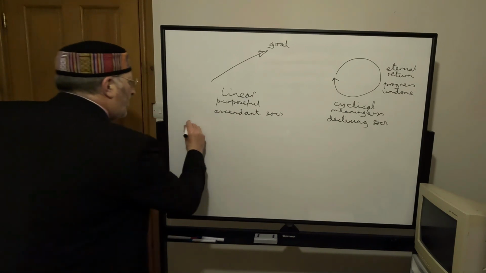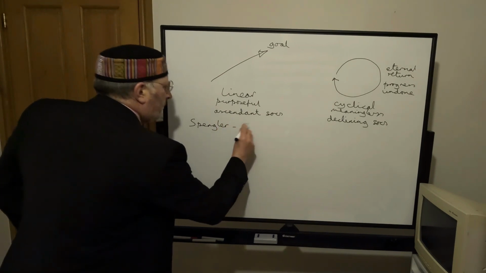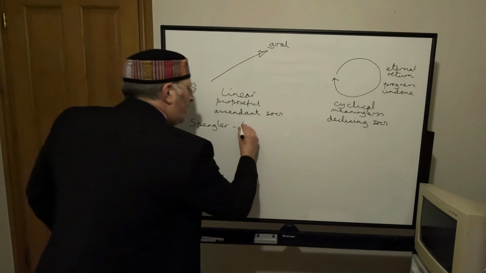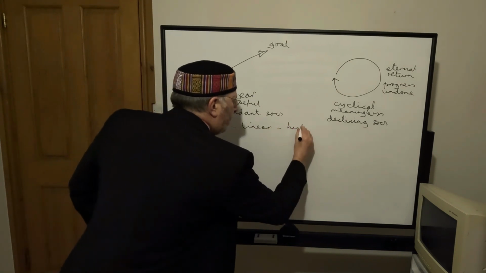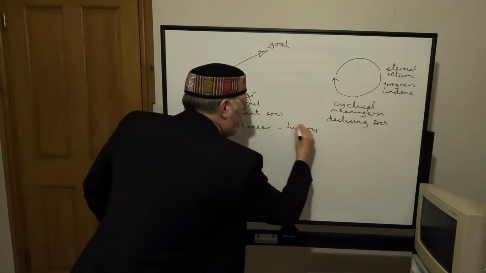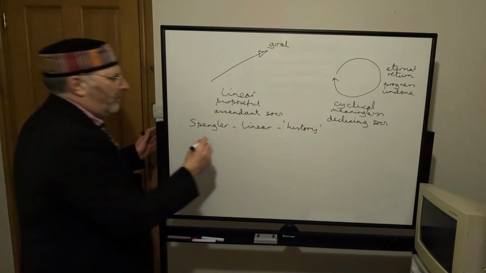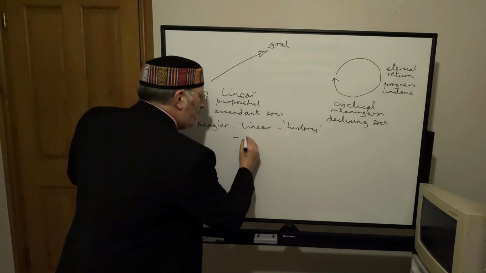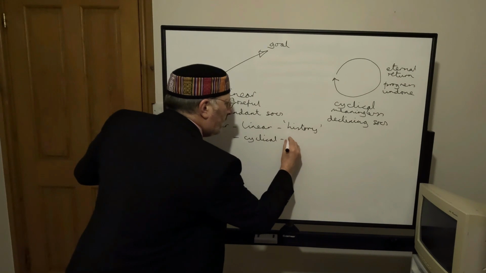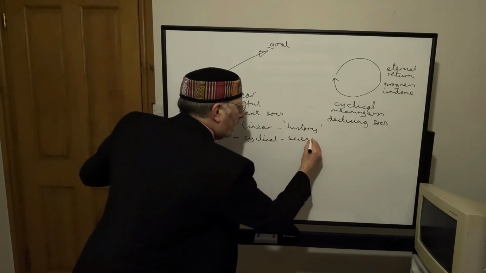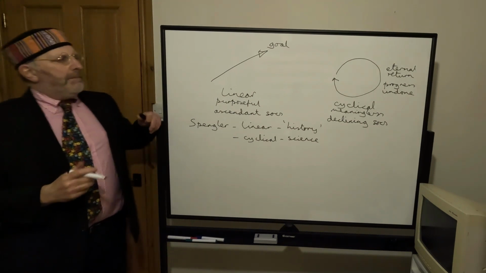And Oswald Spengler said that systems that show linear change are the province of history in the technical or traditional sense of the word, and systems that show cyclical change are the province of science. Now, what did he mean by that?